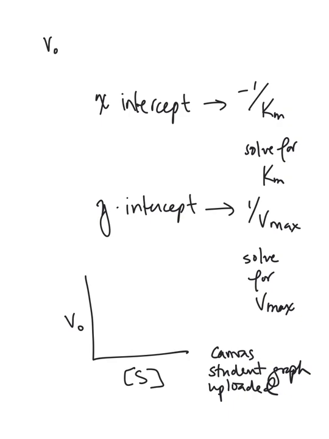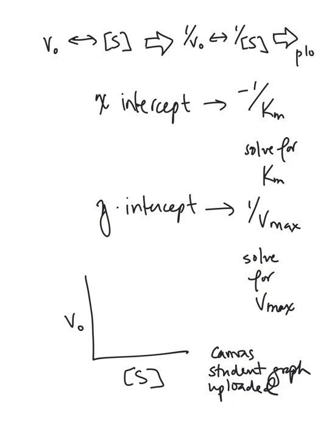you figure out initial velocity for each substrate concentration that you use. Then you just take the inverse of each. Then you plot the points on the graph, draw your line, and then you go ahead and read your intercepts off of those graphs.